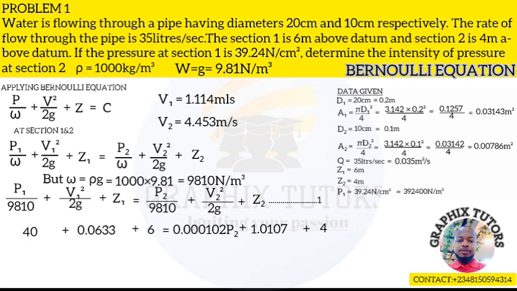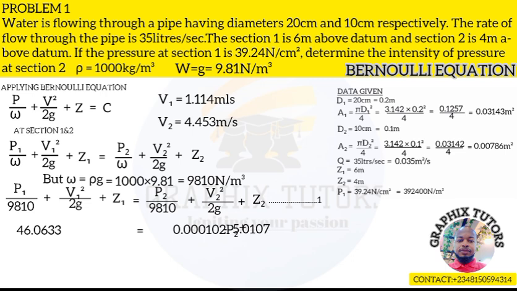That gives us 1.0107 plus 4. Now, if you collect like terms, 40 plus 0.0633 plus 6 will give us 46.063 equals 0.000102 P2 plus 1.0107 plus 4, which gives 5.0107, right? So this is what we have here. From here, you collect like terms and make P2 the subject of the formula.